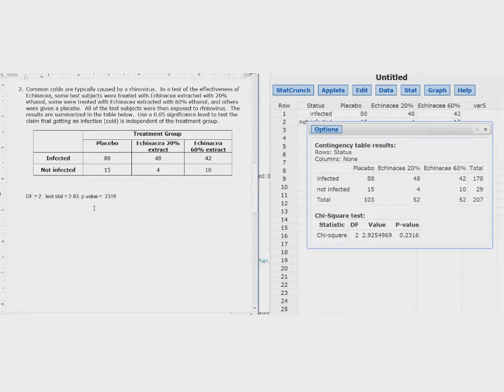Now again, in this one, if we're looking at a hypothesis test, we're comparing our p-value to our significance level, which was 0.05. So we're asking, is the p-value smaller than 0.05? The answer to that is no, so we're going to have negative conclusions. That means we do not reject the null hypothesis, and there is not sufficient evidence to support the claim.